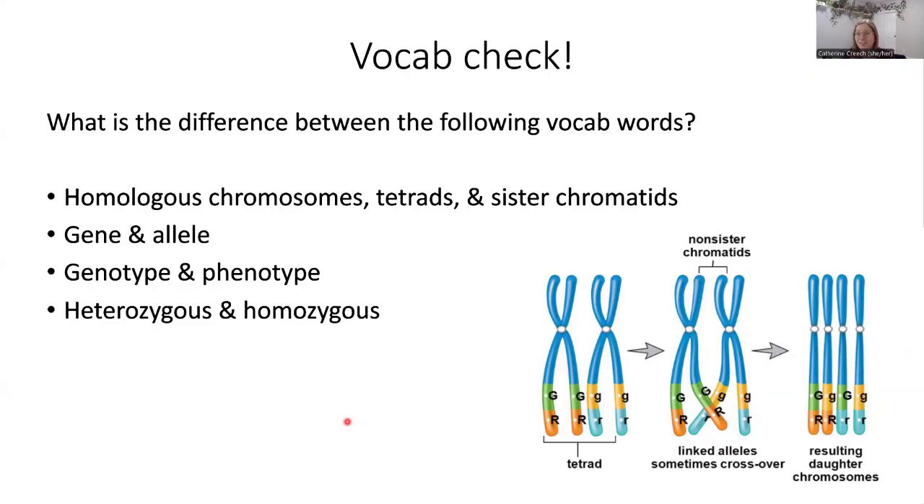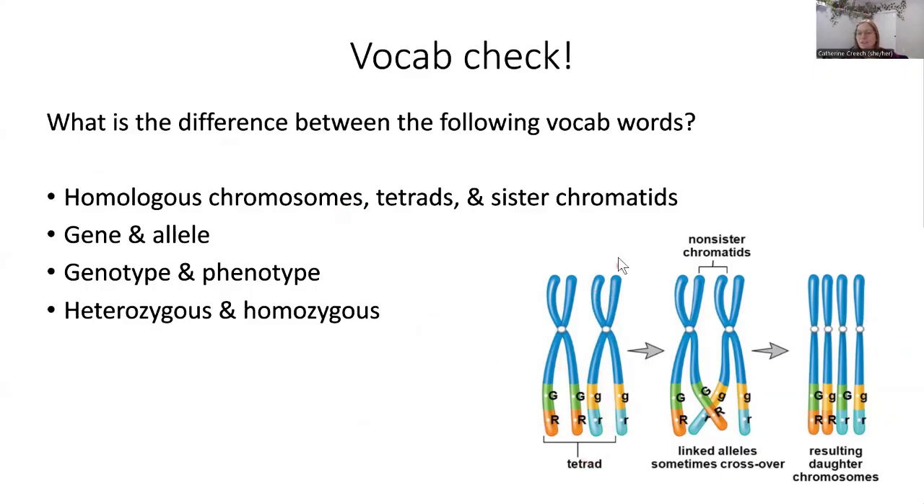All right, I'm going to answer them. Sister chromatids are identical copies of a chromosome that are held together at the centromere. Here we see 2 sister chromatids held together at the centromere. Sister chromatids are identical.